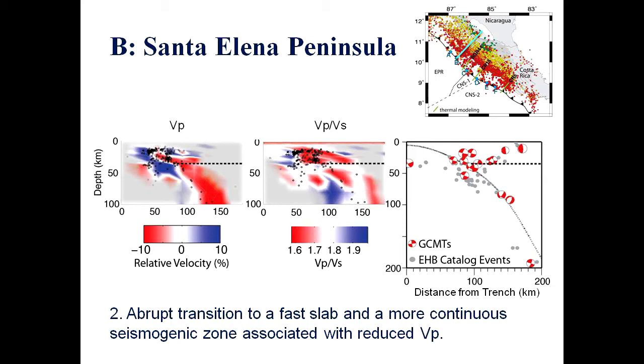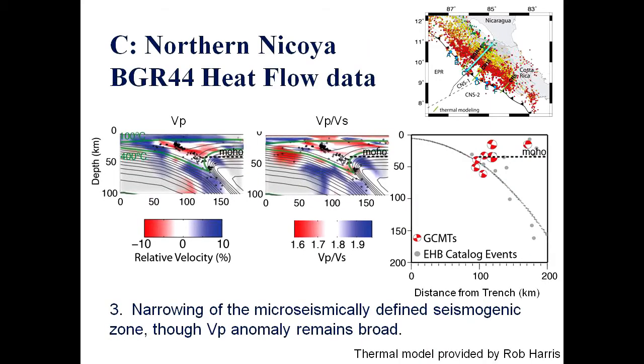So we see a pretty abrupt transition and we start to see more continuous seismogenic zone, and the earthquakes appear associated with this reduced P-wave velocity that sits on top of our slab. Moving into northern Nicaragua, we now have a temperature model. So we have the 100 degree C and the 400 degree C thermal model or temperature contours shown here. Again, we see all the microseismicity is associated with this nice linear low VP feature, and where the resolution should be really good here in Nicoya. So this is also a low VP/VS feature.